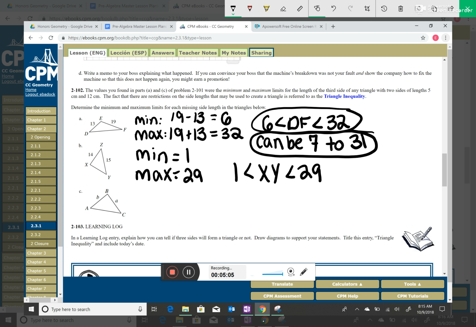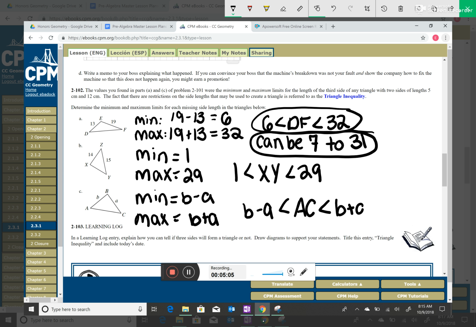And then for this one, even though we're not given numbers here, the min is going to be b minus a or a minus b, whichever one's greater. Remember, you can't have a negative side. And then max is going to be equal to b plus a. So for this one, it'd be b minus a is less than ac, which is less than b plus a.